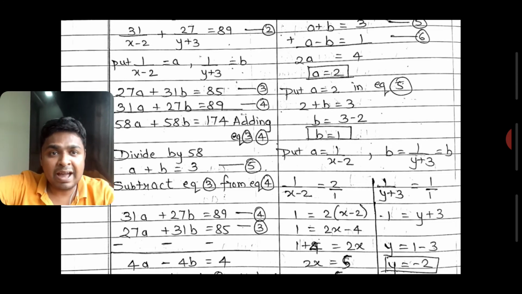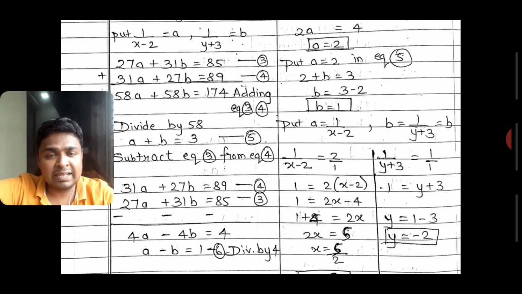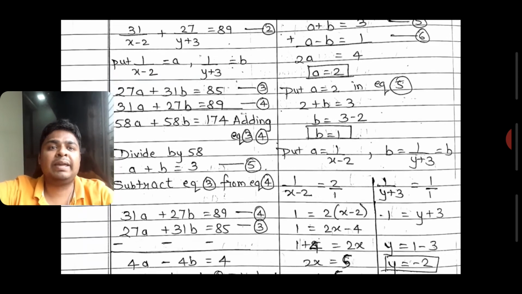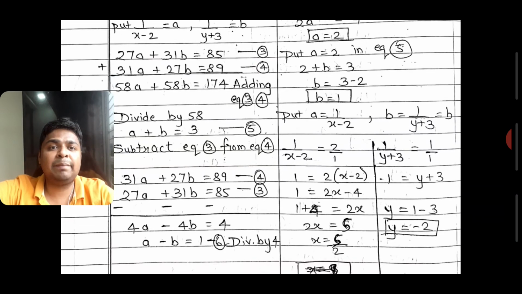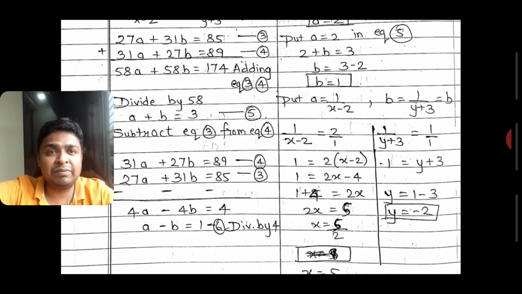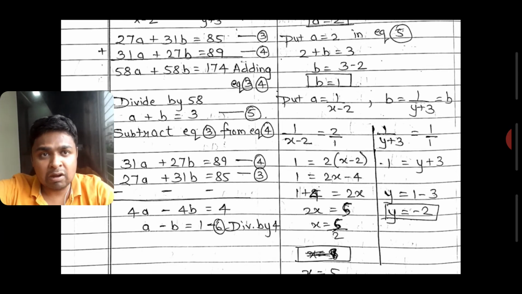To simplify, I will do one additional step. I will first add them, then I will subtract them. So by adding them, what do I get? I get 58a plus 58b is equal to 174. And then 58 is common there. I divide 58 everywhere. 174 upon 58, if you do, you will get 3. So a plus b, this is the fifth equation, is 3.